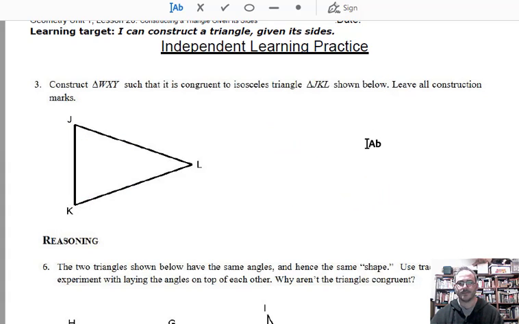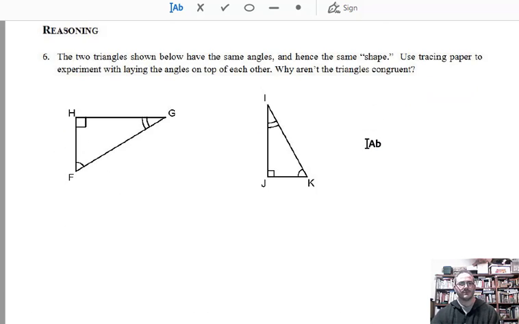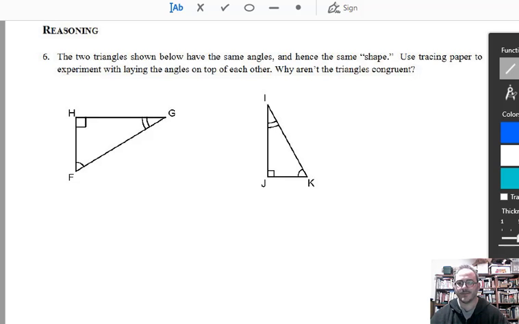Oop, nope, go away. Okay, some reasoning. Bring on our geometry brains. Two triangles shown below have the same angles, and hence they have the same shape. But they want us to use tracing paper to experiment with layering the angles on top of each other. You know, I don't know if I can do this. But I'm going to give it a shot.